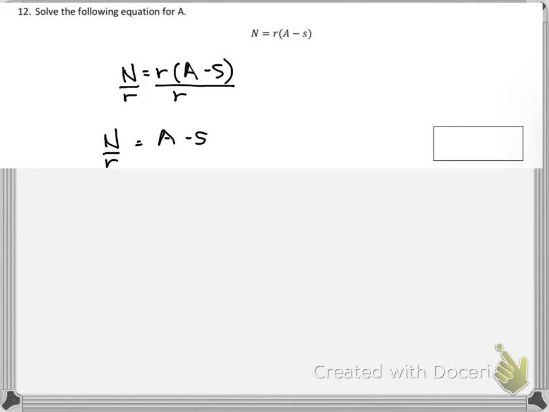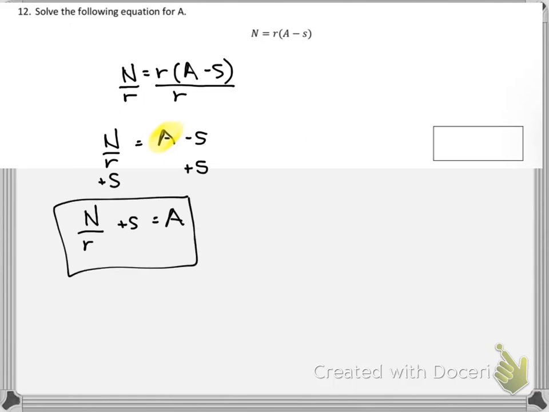Again, we're trying to solve for a, so we need to get rid of this minus s. We do that by adding s to both sides. So we have n divided by r plus s is equal to a. So that would be our final answer.